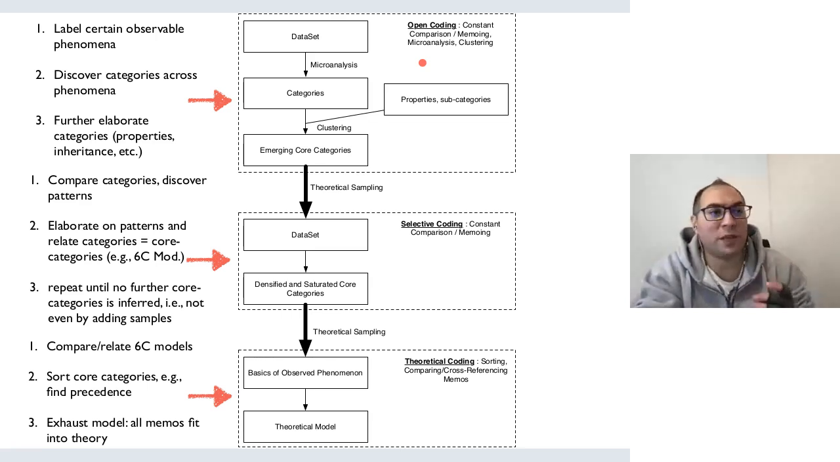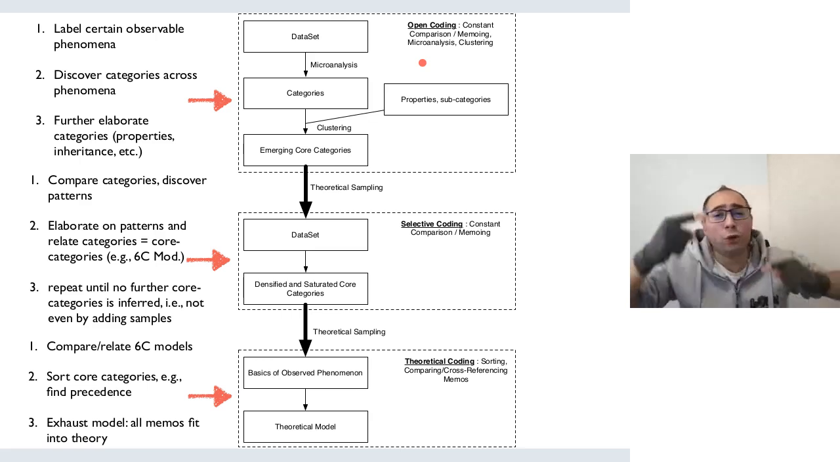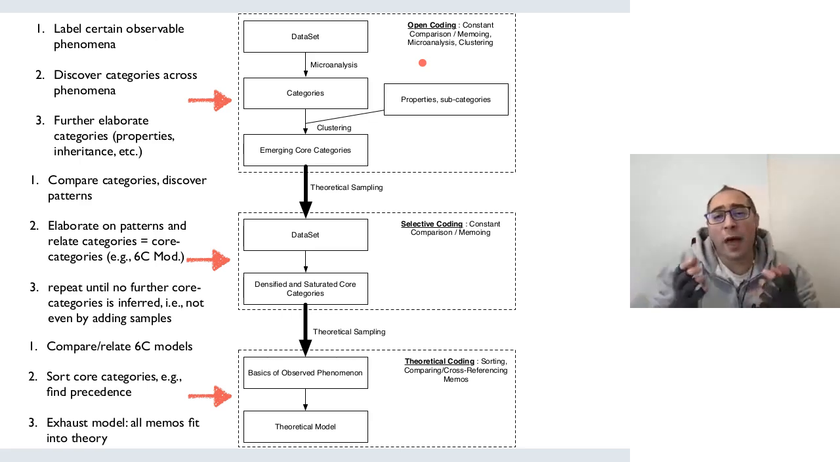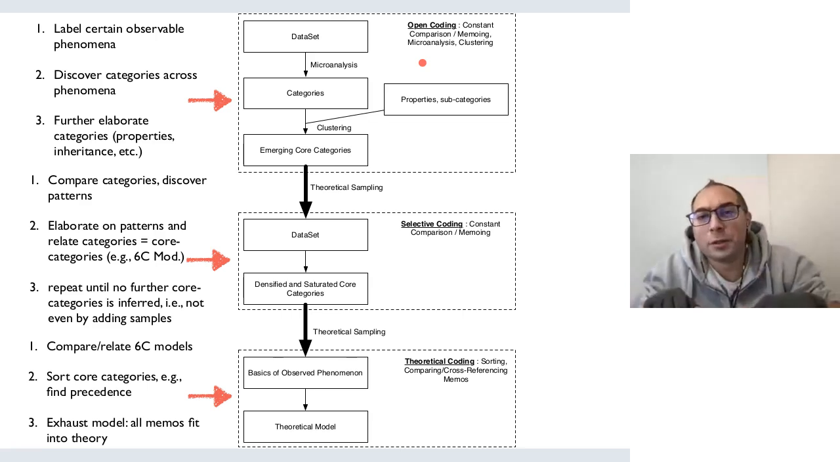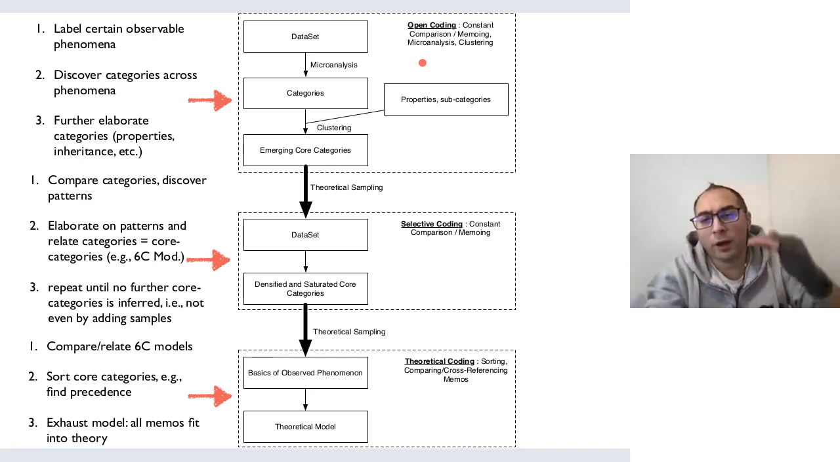The category could be, for example, flower picking. The property is picking in this specific way. Now, the more you do these exercises, you will have what are called core categories. So categories that include other categories, right? So categories which are incrementally of a higher and higher level of abstraction.